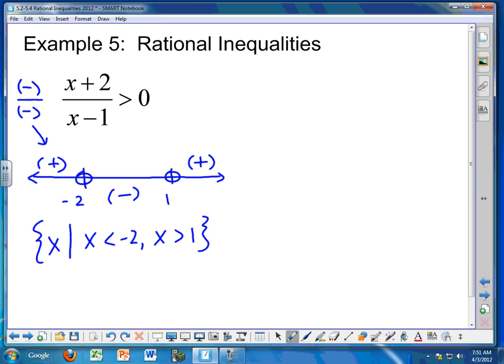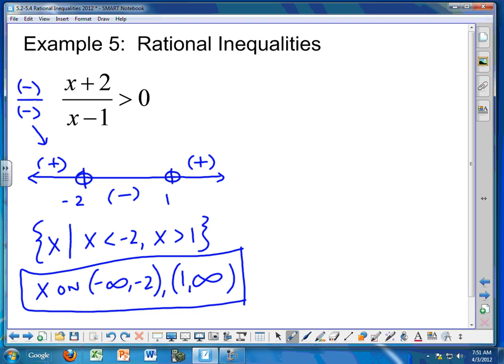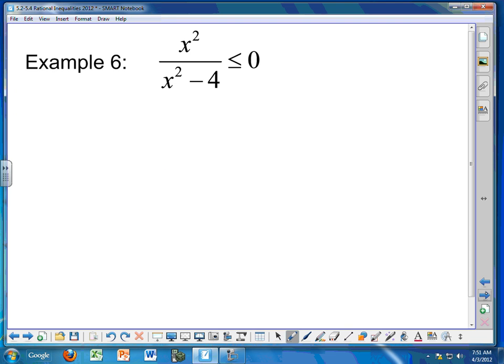Now we could also write this in interval notation. We'd write x on the interval from -infinity to -2, and then we use a parenthesis at -2 because that's not included, and then we go from 1 to infinity. So those would be our two ways of answering the question. We could either do it in interval notation here, or we could do it in set notation. Either way is correct. Let's move on to the second question then.